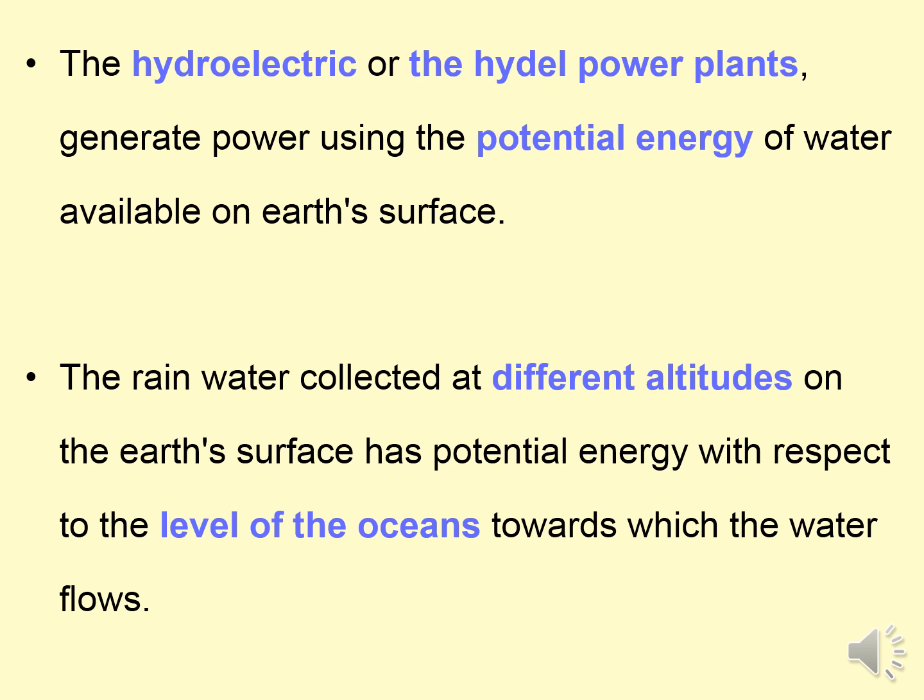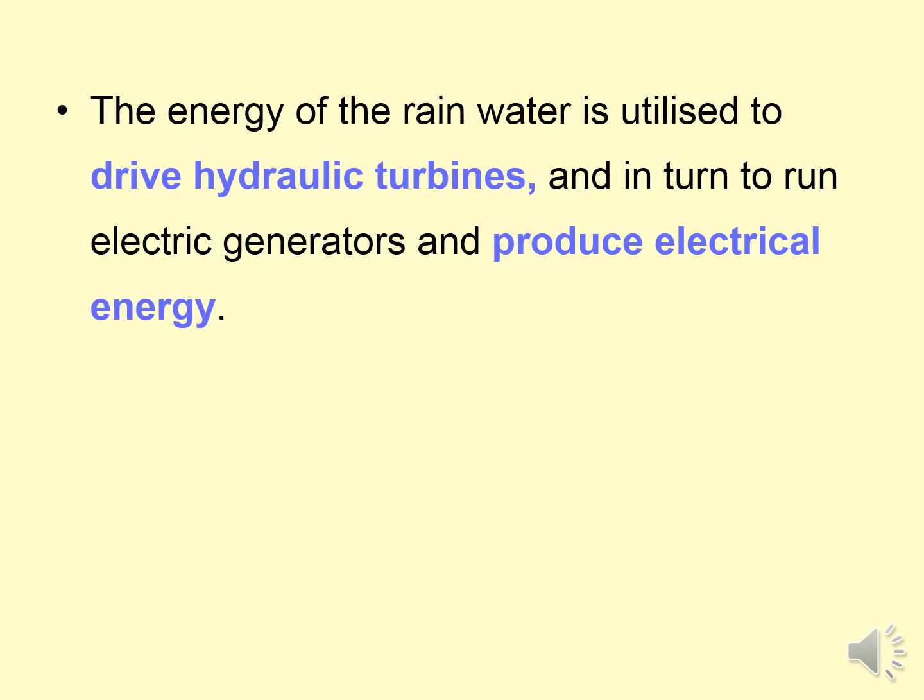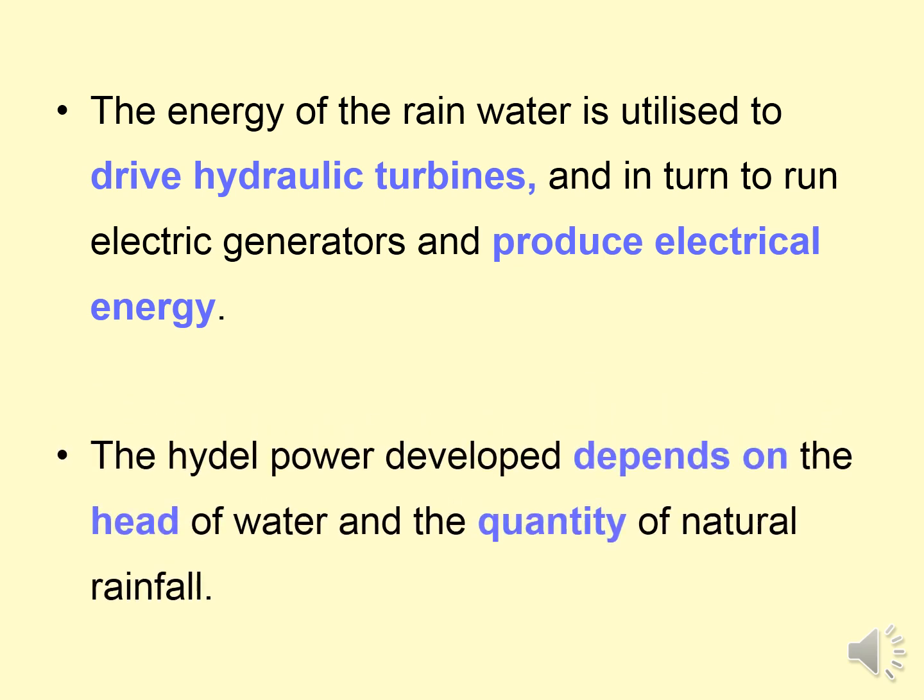The rainwater collected at different altitudes on the earth's surface has a potential energy with respect to the level of the oceans towards which water flows. The energy of the rainwater is utilized to drive the hydraulic turbines and in turn to run electrical generators and produce electrical energy. The hydel power developed depends upon the head of the water and quantity of natural rainfall. So it is again a variable and seasonal one.